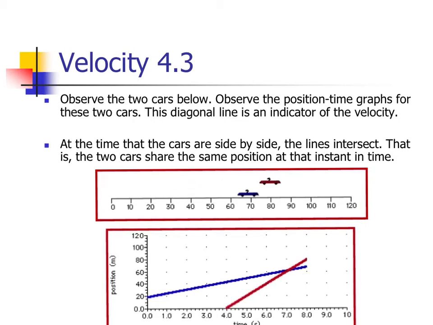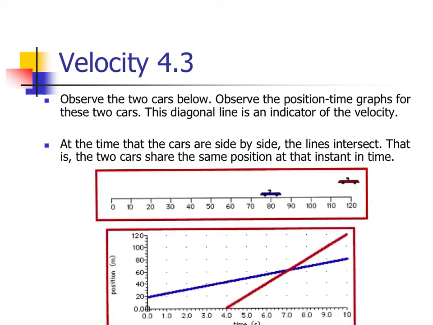They cross paths at about 7 seconds. What position are they in at 7 seconds? About 60 meters. And so because of that, that is the point in which the red car is passing. We can see by just the rise over run, or the slope of that red car, it is going faster than the blue car, based on what we can see from the graph.